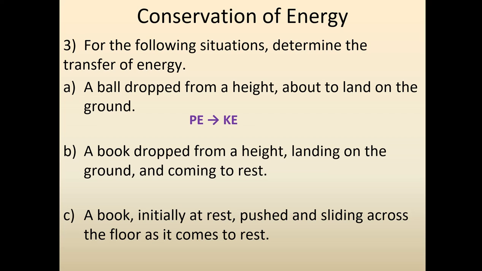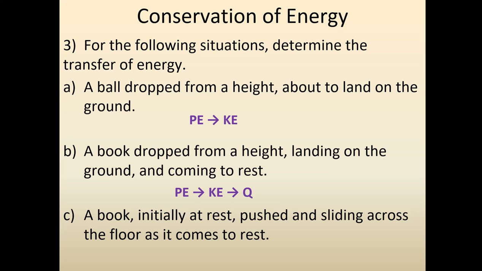The next part: a book is dropped from a height, landing on the ground, and then coming to rest. Once again, we have an object starting at a height, so it's still going to start with potential. It's going towards the ground, so it's going to be kinetic, but then it comes to rest, so it's none of the other types of energy. Remember, we have work, which is a person exerting a force on an object; potential, which is caused by height; spring potential, which is springs; kinetic, which is moving; and the fifth and final one is heat or energy lost. So the flow of energy will be potential turns into kinetic, turns into heat.